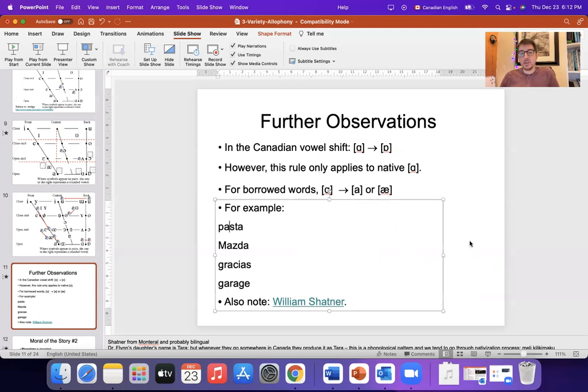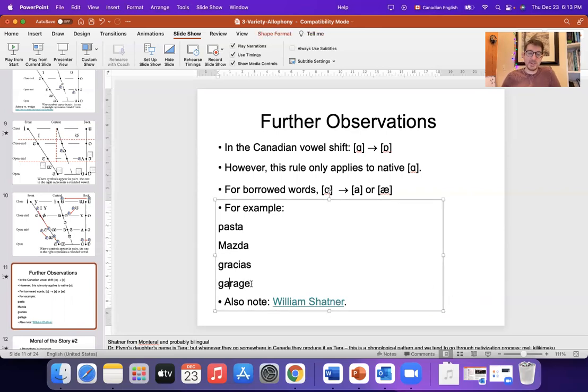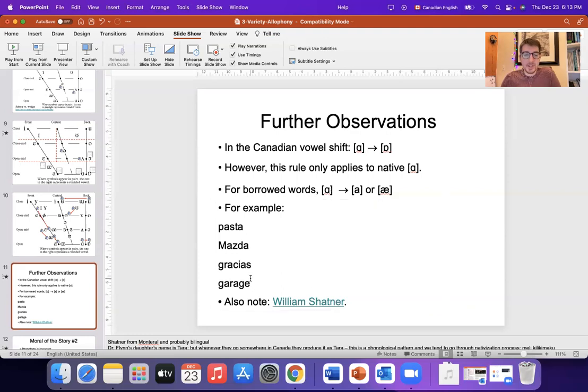instead of saying, these are borrowed words, so many Canadians would say them as pasta, Mazda, even gracias, or I'm really curious how you produce garage or garage, or whether you produce them. This is British garage, which is completely uncommon. But that's what we've noticed.